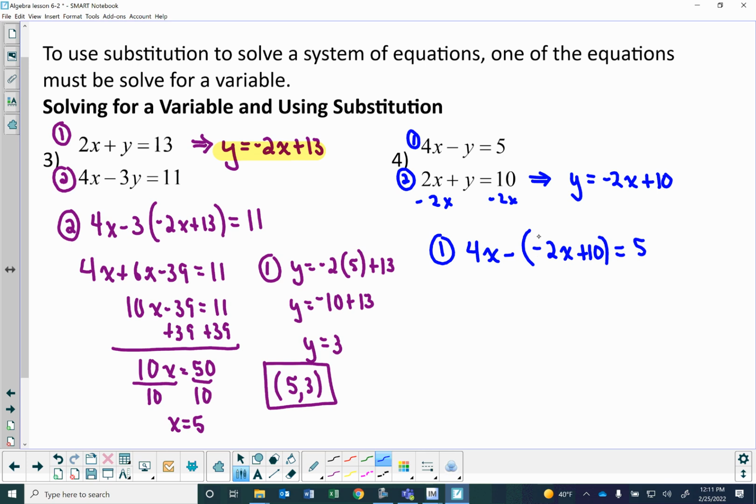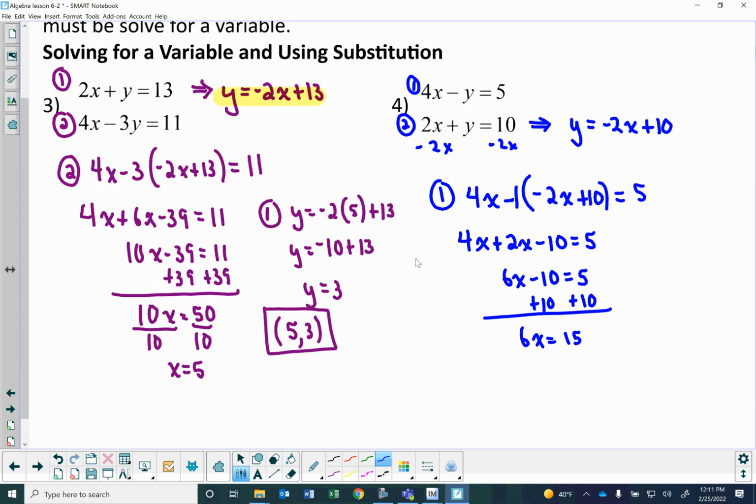So now I'm going to distribute. Remember, if I distribute a negative, that means basically negative 1. So I will have 4x. Negative 1 times negative 2x is positive 2x. And negative 1 times positive 10 is negative 10 equals 5. So 4x plus 2x is 6x. 6x minus 10 equals 5. Add 10 to both sides. 6x equals 15. And you might be saying, but it doesn't divide evenly.